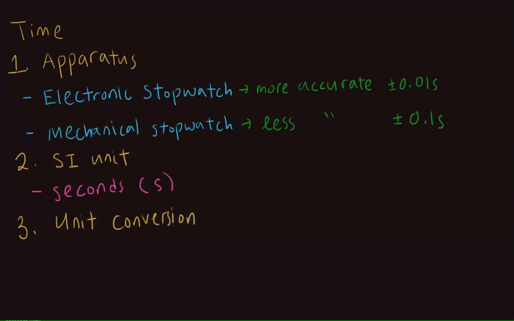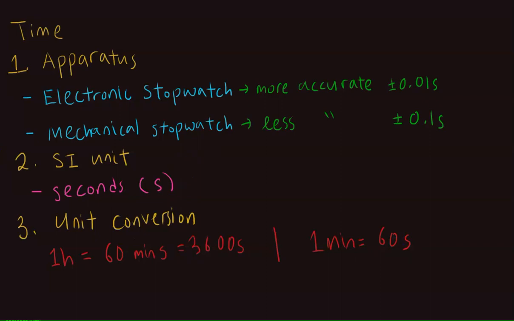And that is 1 hour will be equals to 60 minutes, which is equals to 3,600 seconds. And that's because 1 minute gives you 60 seconds. I'm sure this is what you have learned so far.